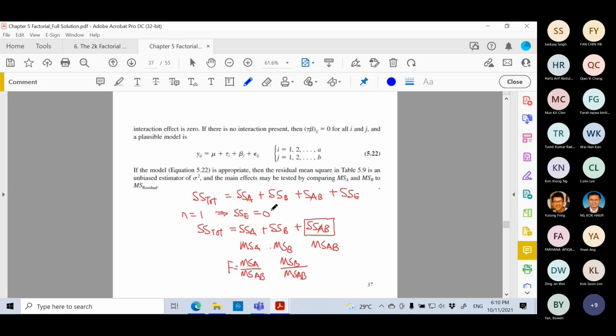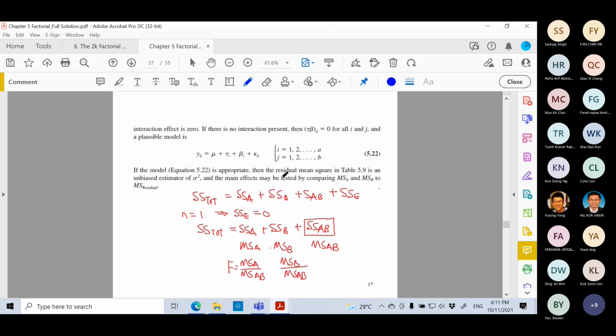So if you want more information, of course you need more replicates. If n is more than 1, then you can estimate your SSE. At the same time, you can also get a more accurate answer if you have a larger sample size. But of course, if you take a larger sample size, it is time consuming, and you need to run many experiments. So you need to consider whether you want quick results or a more accurate one.